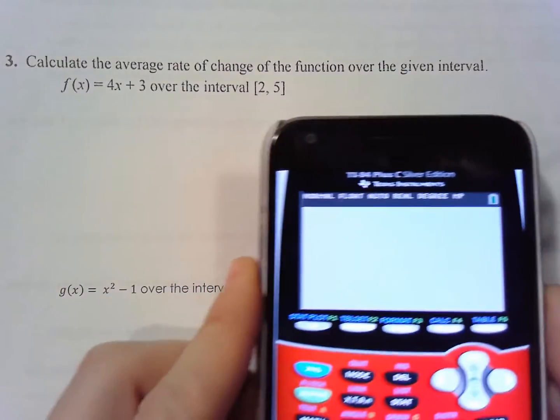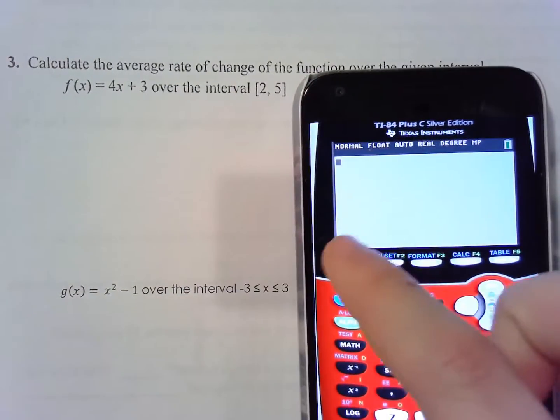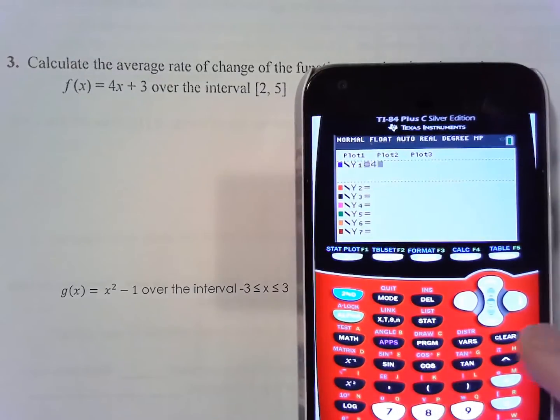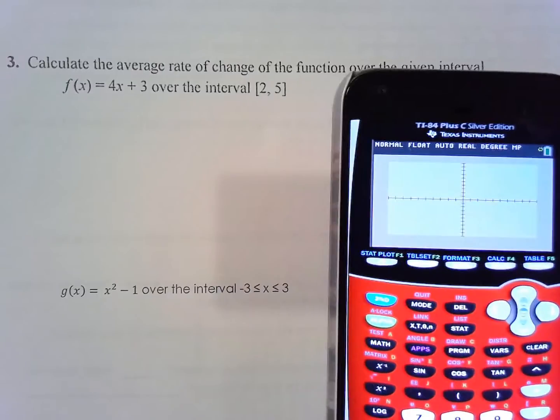So first thing we want to do is just plug that in. I'm going to go to my y equals button and plug in that function over there. So 4x plus 3. If we want to graph it just to see what it looks like, this one's a straight line. So now if I want average rate of change, it's definitely just the slope of it.